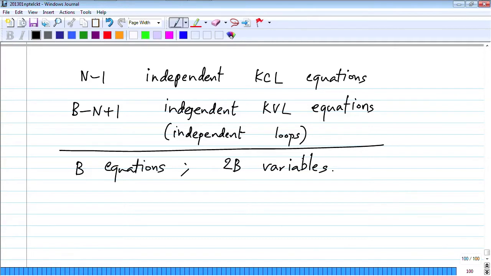The question is, between the KCL equations and KVL equations, together we have b equations. So where will the remaining b equations come from? We have 2b variables, right? If we have b branches, we have b branch voltages and b branch currents. Where do you think the rest of the b equations come from? Because to solve for 2b variables, finally we need to have 2b equations.